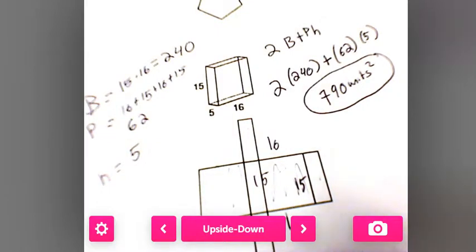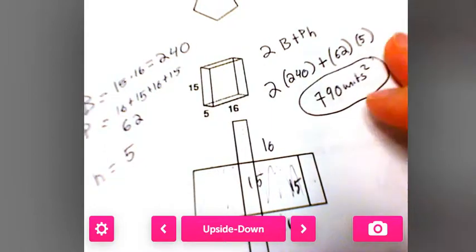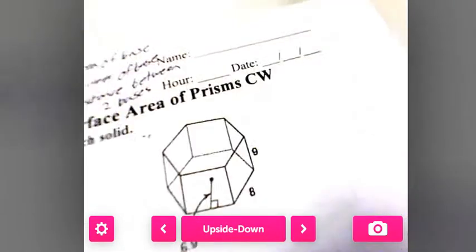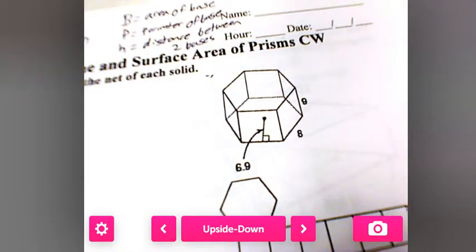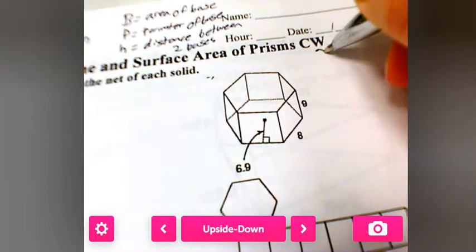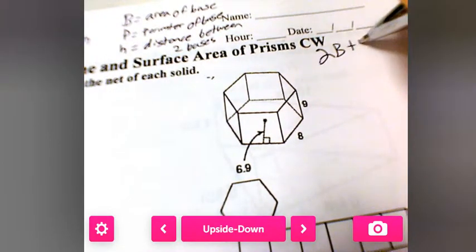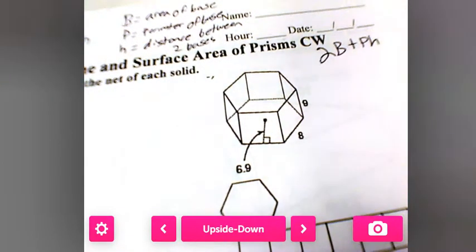Okay. Let's do one more on this front. Let's do the hexagon at the top. And then we'll talk about some volume and surface area for more than one. Okay. So we're looking at this hexagon at the top. So we know, again, we're going to have 2 times the area of the base plus the perimeter times the height.